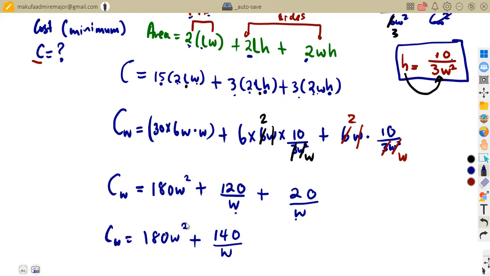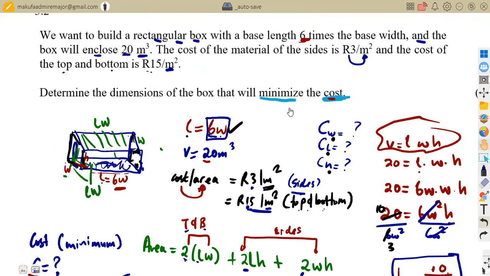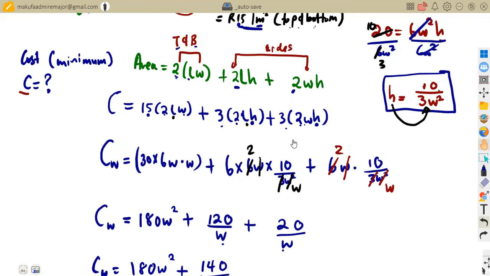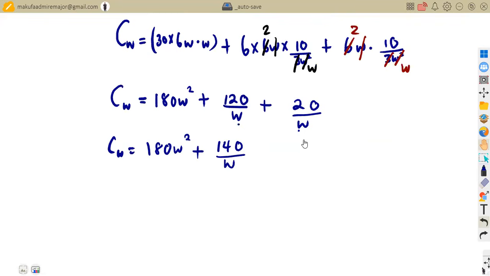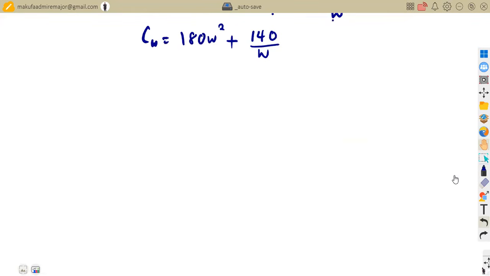Once we have our cost in terms of the width, we can think about what condition is going to minimize this cost. It means the derivative of this cost in terms of width must be equal to 0. For this to be minimum, the derivative of our cost with respect to our width must be equal to 0. So we are supposed to differentiate.